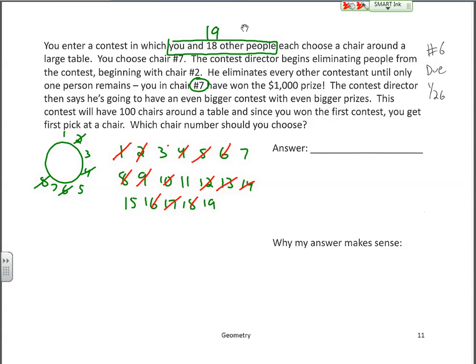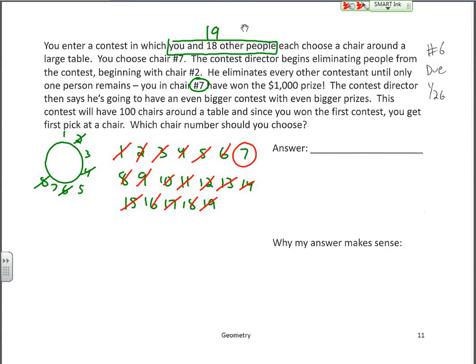We go back up to 3. 3 is gone. 7 is safe. 11's gone. 15 is safe. 19's gone. The next person remaining is safe. That's 7. And so then 15 is gone and 7 is our winner.